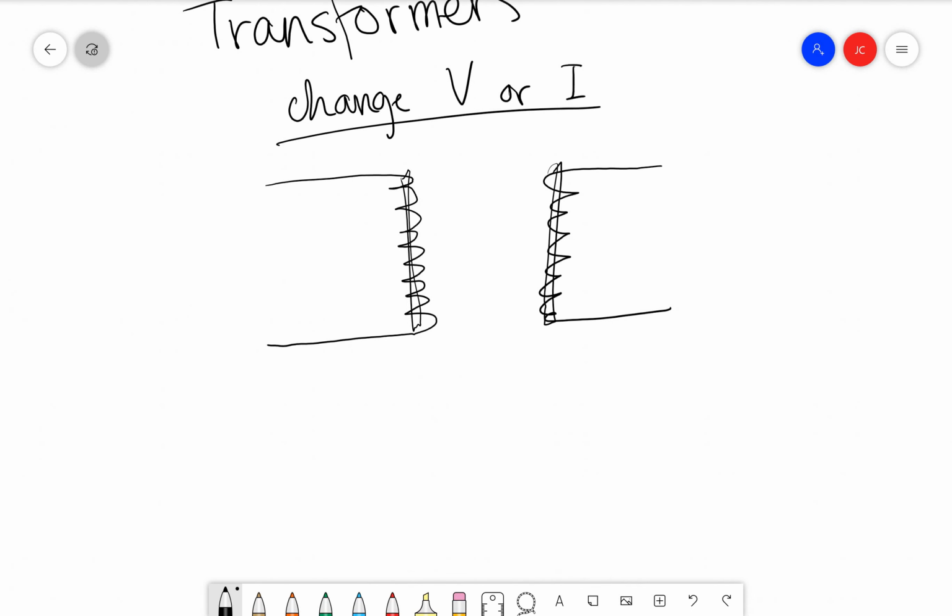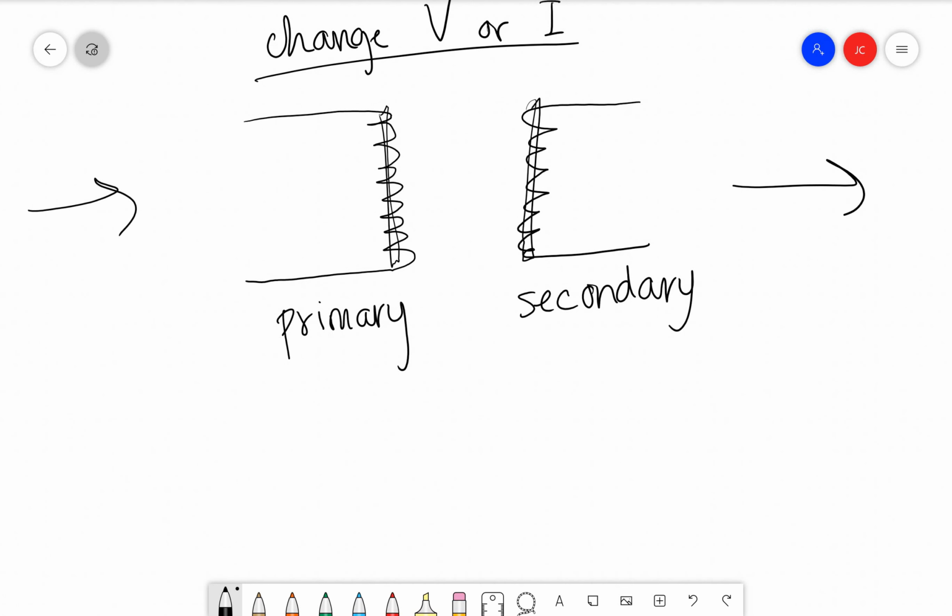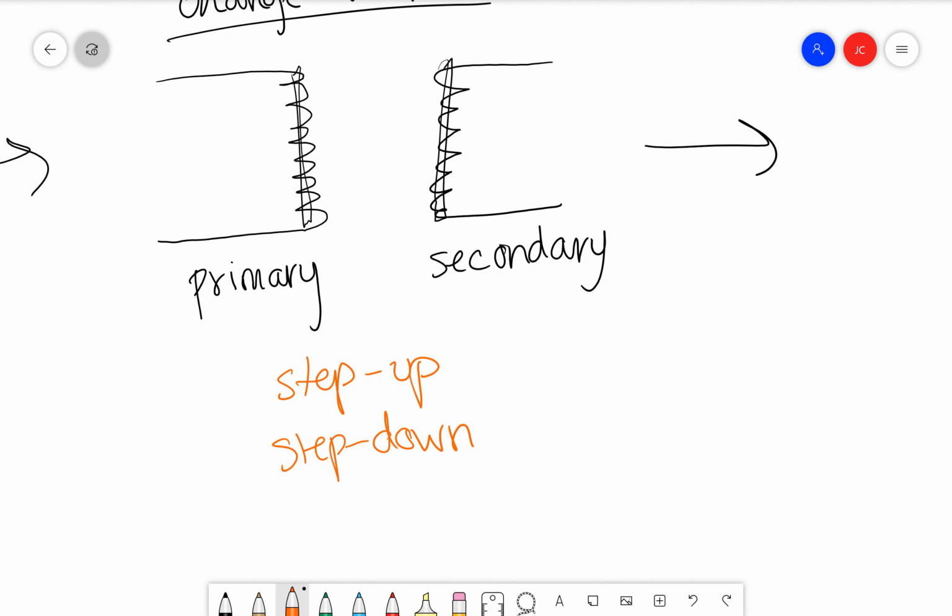Now, we name these coils the primary coil and the secondary coil. And that's because you put the power into the primary coil, so it's primary, and you get it out of the secondary coil. Power in, power out. So, there are two types of transformer. There are step-up transformers, and there are step-down transformers. And the step-up or step-down is referring to what happens to voltage when you put it through the transformer.